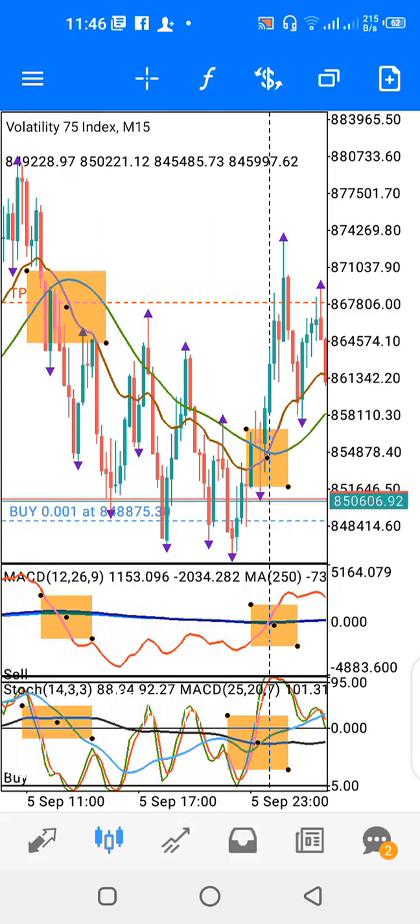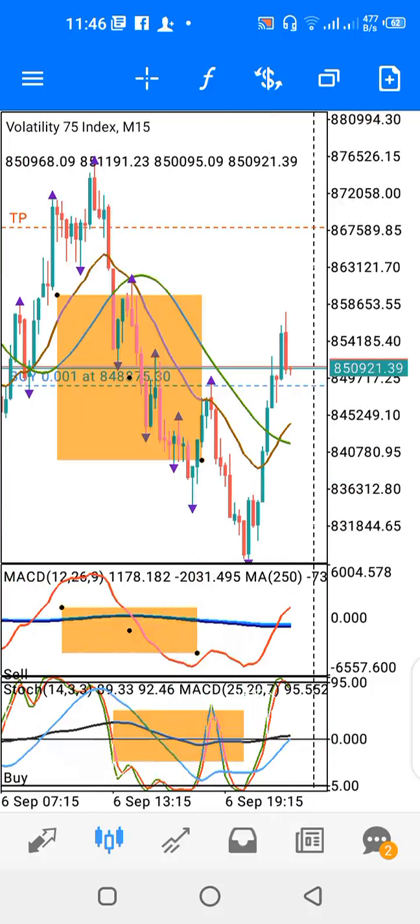It's a very good strategy. If you like it, you make sure you backtest it, check it with whatever time frame you're using it on. You can use it on any time frame. You can use these settings on the 1 minute, 5 minutes, 15 minutes. Like I'm using it on the 15 minutes. You can use it on 30 minutes. You can use it on a 1 hour time frame.